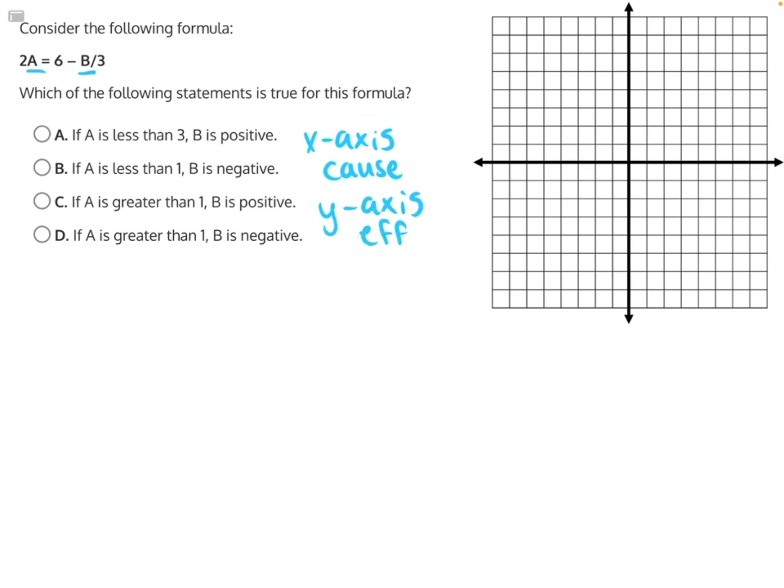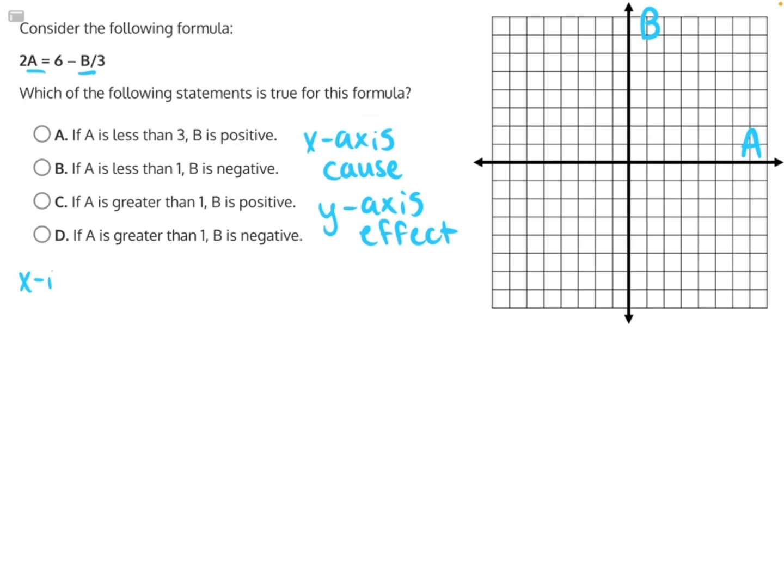So if we look at the language in our answer choices, we can see which variable is a cause and which variable is an effect. In this case, A is the cause that affects B. If A is something, then B is something. So we can label our x-axis as A and our y-axis as B. And now we can find our two intercepts to graph this equation.